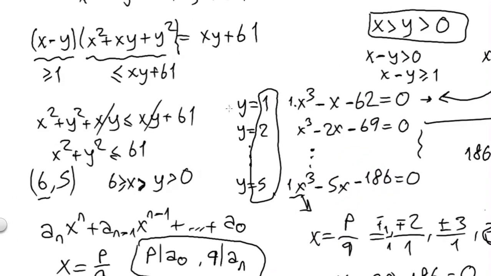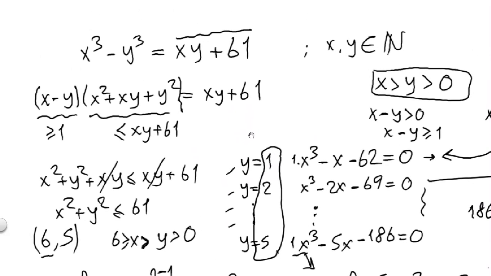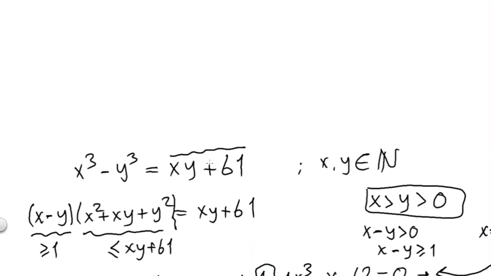And from here I knew that there is no solution for y equal to 1, 2, 3, 4, and there is only a solution for 6. I also found that if x is 6, y is 5. So there is only one pair satisfying this equation. So our solution for (x, y) is (6, 5). And this is our answer.